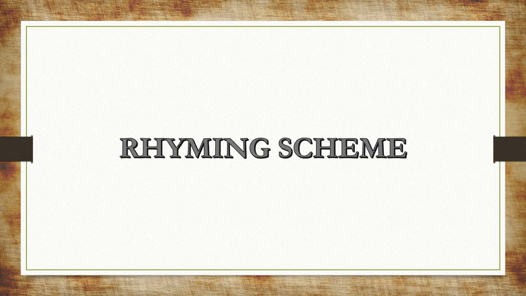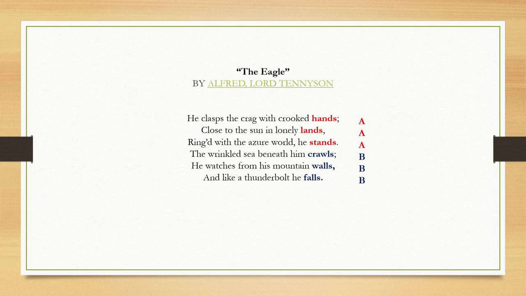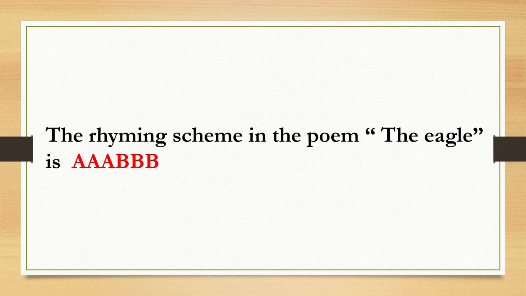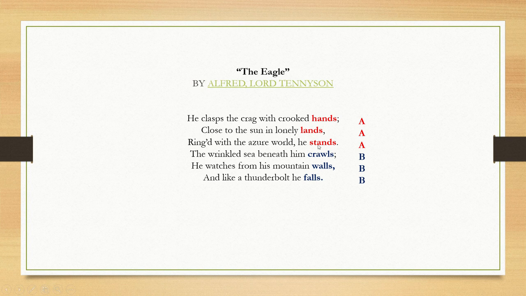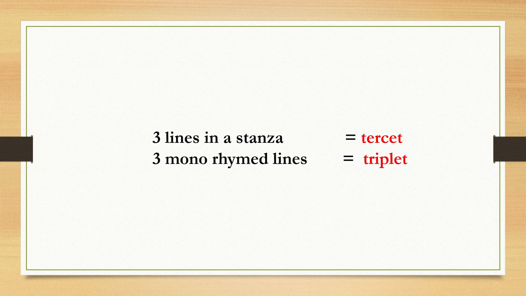Okay, let's move on to the rhyming scheme part quickly. I won't explain this much. Triplet, the eagle. What is a triplet? The rhyming scheme is A A A B B B: hands, lands, stands. And the rhyme changes from here: crawls, walls, falls. Three lines in a stanza is called a tercet.